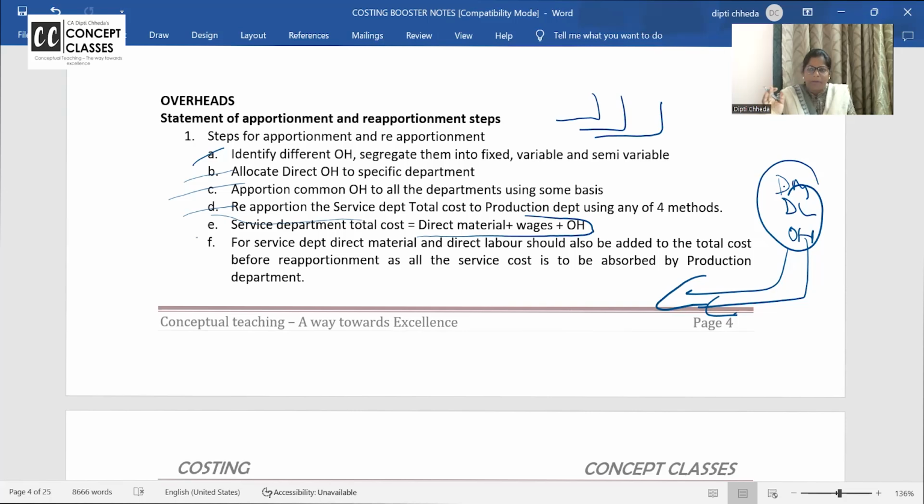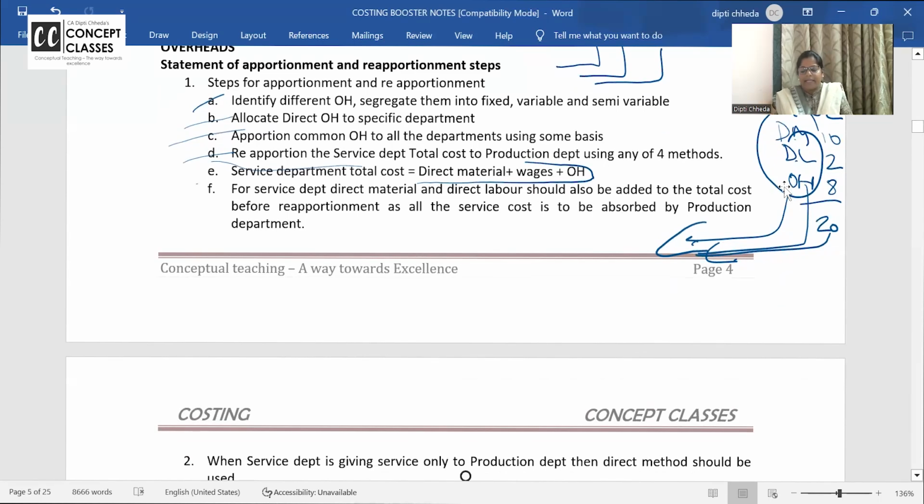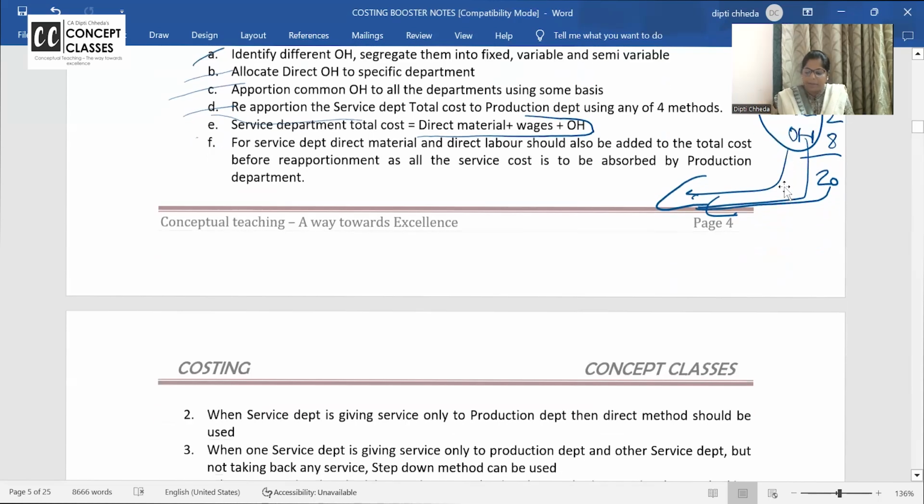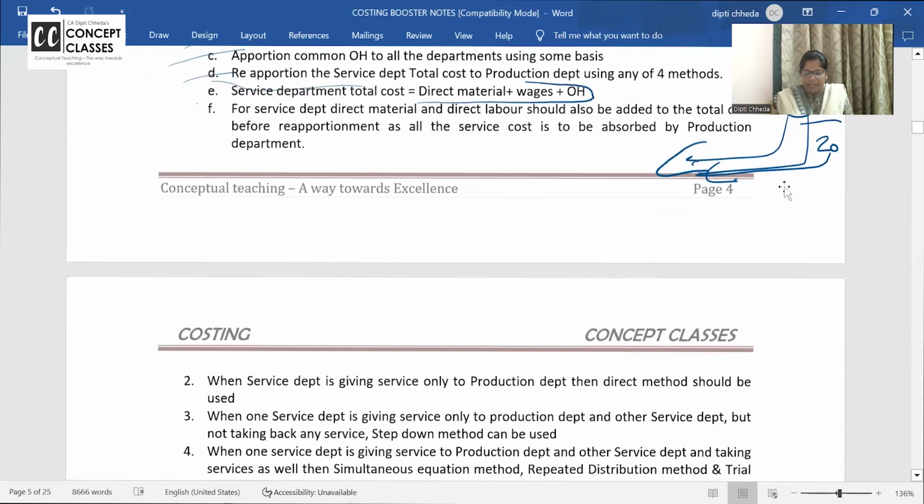So for the service department, in case in the exam they give you wages or material, you take everything in the total. Service departments S1, S2: direct material 10 rupees, labor 2 rupees, overhead 8 rupees, 20 rupees you will reapportion. Is this clear to all of you? For the service department, direct material, direct labor, all should be added to the total cost before reapportionment.